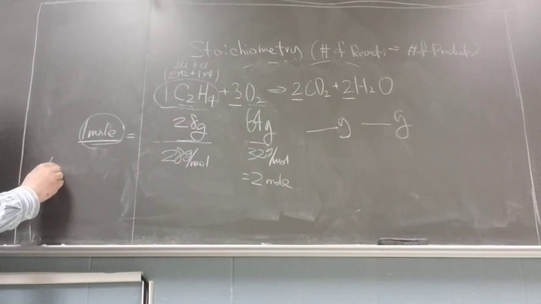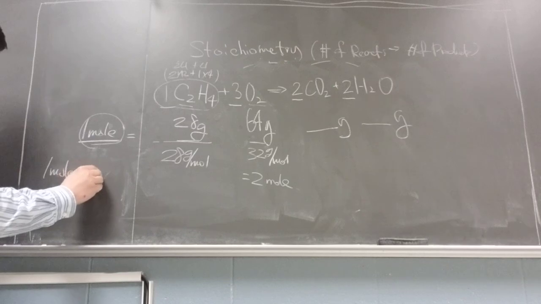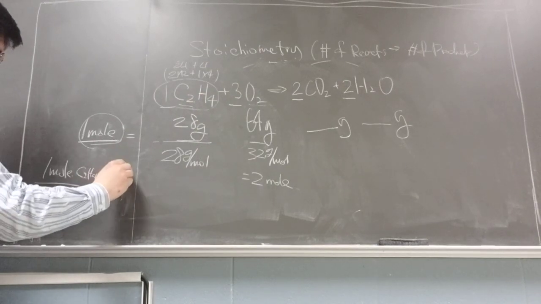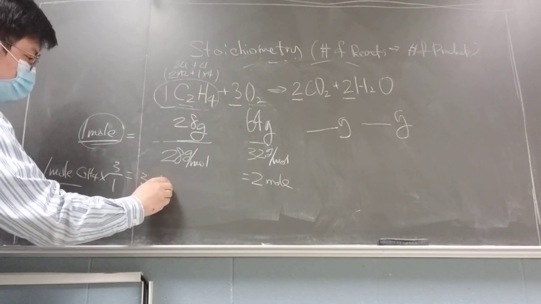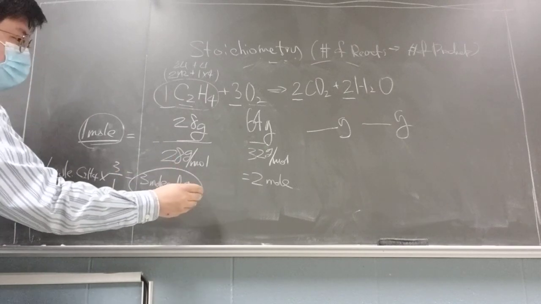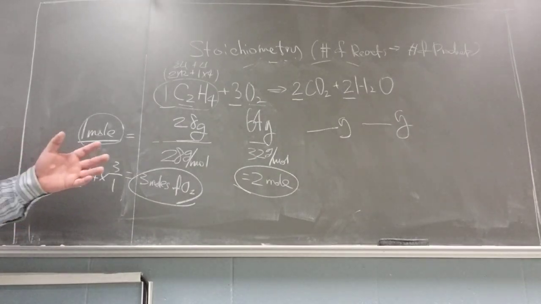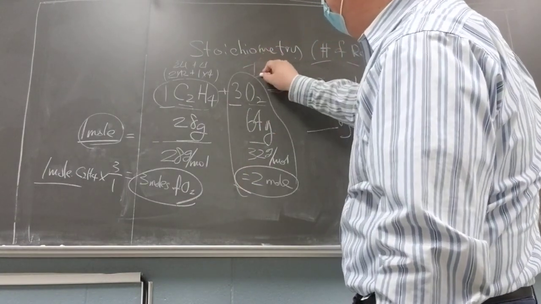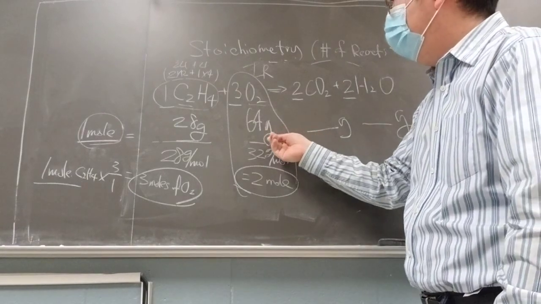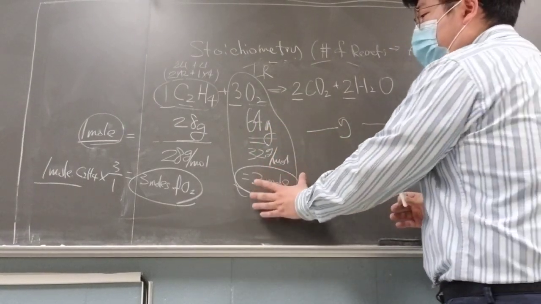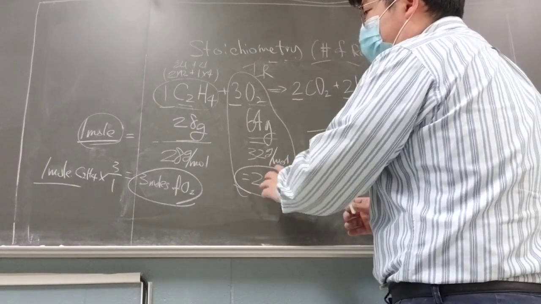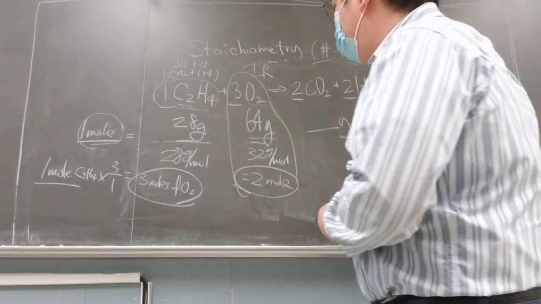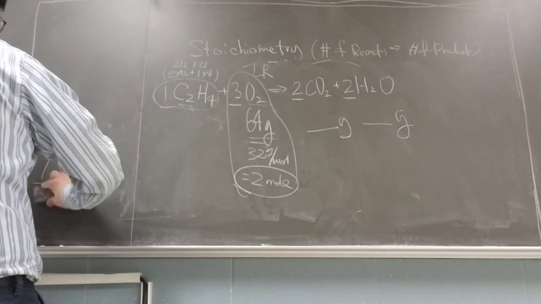So you have 1 mole of C2H4, but you compare this one to here, so it'll be times 3 over 1. So you have to have 3 moles of O2, but the problem is you have only 2 moles, meaning you have less than what you need. So that makes this the limiting reagent. Even though we saw the mass number was much higher, still this is going to be our limiting reactant over here. So we only need to stick to this one, the limiting reagent.